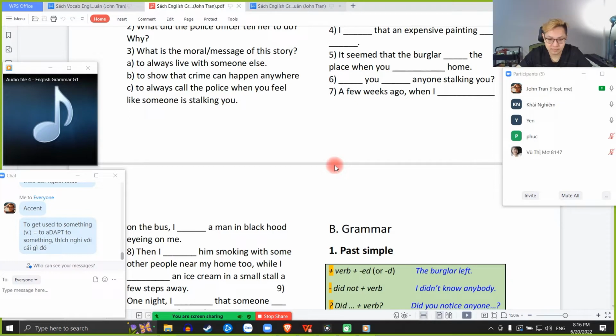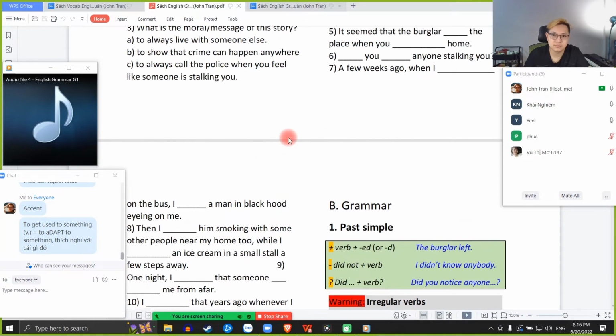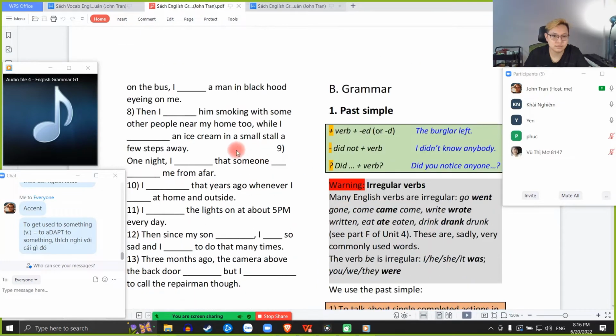Like, someone following you? Yes, a few weeks ago, when I was traveling on the bus, I noticed a man in black who was eyeing me. Then I saw him smoking with some other people near my home too, when I was enjoying an ice cream outside a small shop a few feet away. One night, I realized that someone was watching me from afar, but of course I couldn't see clearly who they were. It seems like he was trying to learn about your daily routine, to know that you lived alone with your cat.